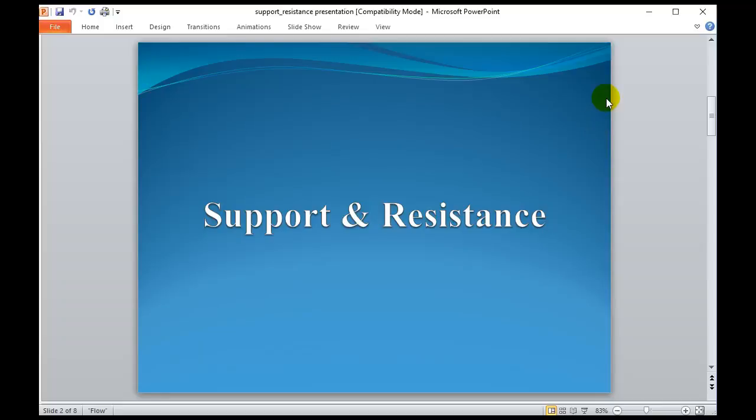Let's talk about support and resistance, a very basic concept of charting analysis. Just before we even get into that, what really is a support?